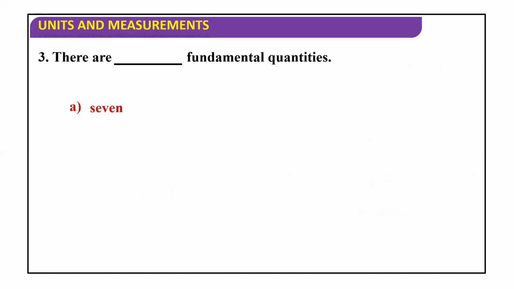So there are dash fundamental quantities. How many? The number of fundamental quantities. 7. Yes, 7. Already answered. So the answer is 7. There are 7 fundamental quantities.